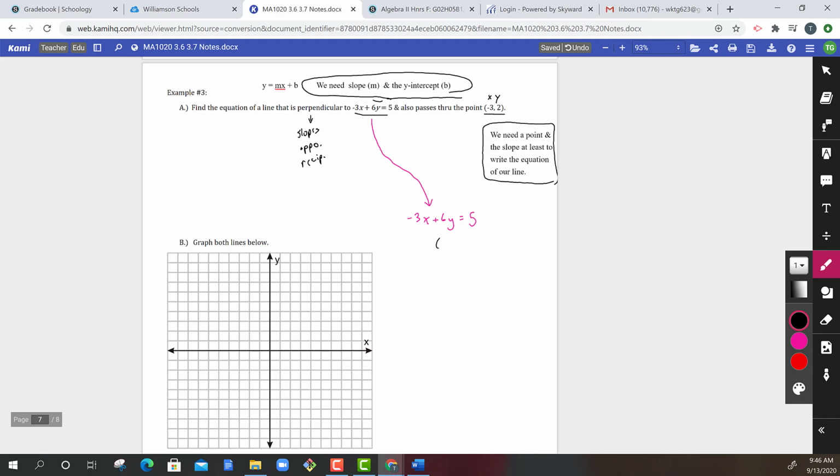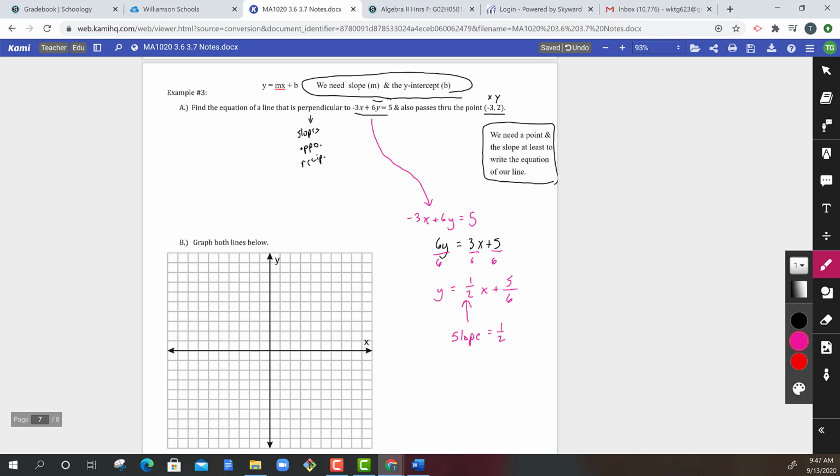So we're going to solve this for y. Divide everything by 6. So we see the slope of this line, not our line that we're looking for in this problem, but the line that's perpendicular to our line, has a slope that's equal to 1/2.